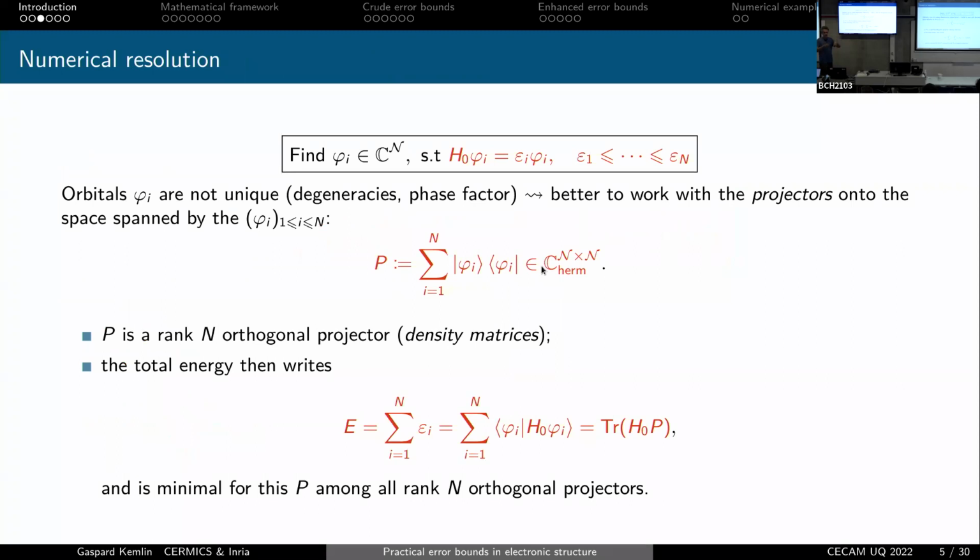And then when we put this into a computer, we have the discretized wave functions. So here we use plane waves to discretize them, and we solve a linear eigenvalue problem. We're going to use a tool that has been presented by Genevieve, which is this orthogonal projector onto the space spanned by the orbitals phi_i, which is mathematically a rank N orthogonal projector, N being the number of electrons.